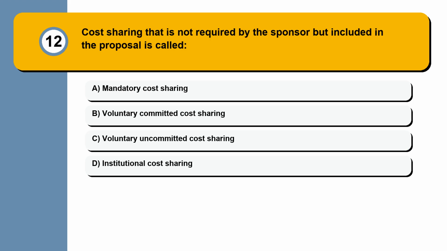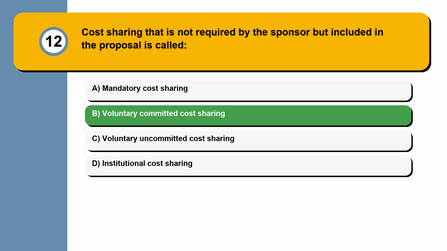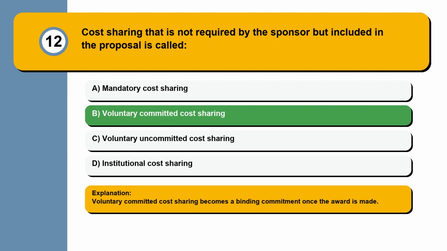Question 12. Cost sharing that is not required by the sponsor but included in the proposal is called: mandatory cost sharing, voluntary committed cost sharing, voluntary uncommitted cost sharing, institutional cost sharing. Voluntary committed cost sharing becomes a binding commitment once the award is made.